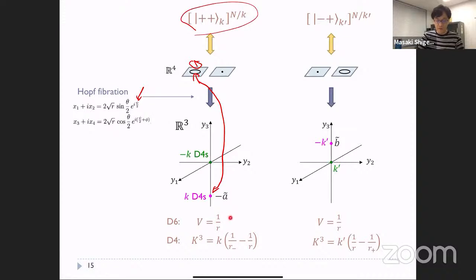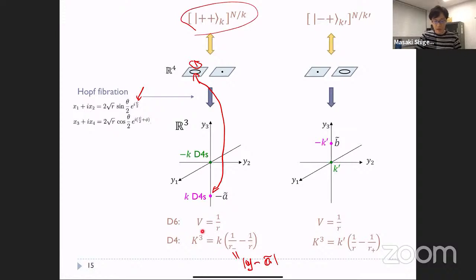That's 1 over R, B equals 1 over R. And also you have a harmonic function for D4, which is K3. And we have 1 over R minus, where this R minus is equal to Y minus A tilde. So this vanishes at this pink point, and you also have 1 over R. So this is what you have.